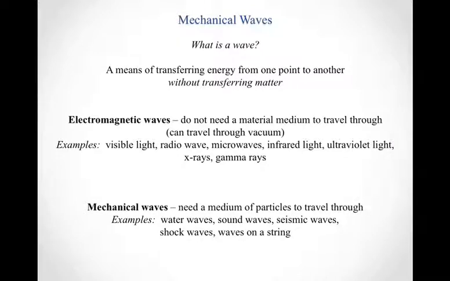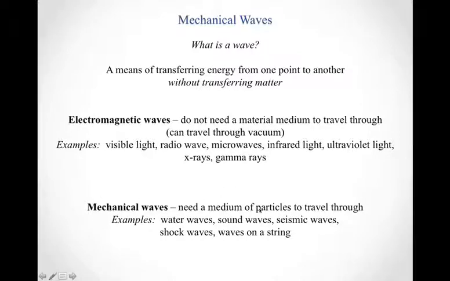There are a series of ways that we can break up waves. And one way is to think about, well, what's the medium that they need to travel through? For electromagnetic waves, they do not need to travel through a material medium. They can, but they can also travel through a vacuum. There are lots of types of electromagnetic waves, visible light being the one that you deal with most often. But radio waves, microwaves, infrared light, X-rays, gamma rays, all of these make up what is known as the electromagnetic spectrum. These are all electromagnetic waves.